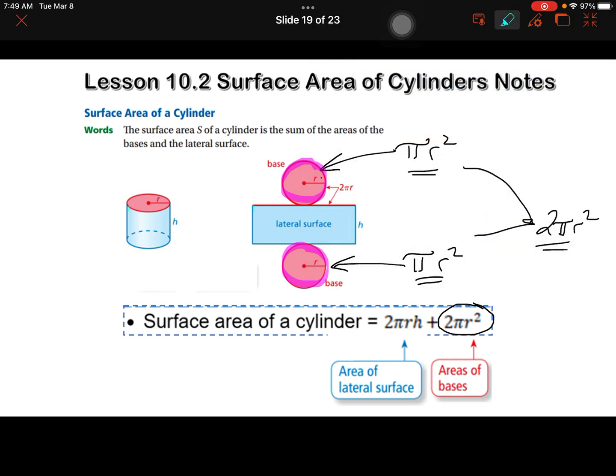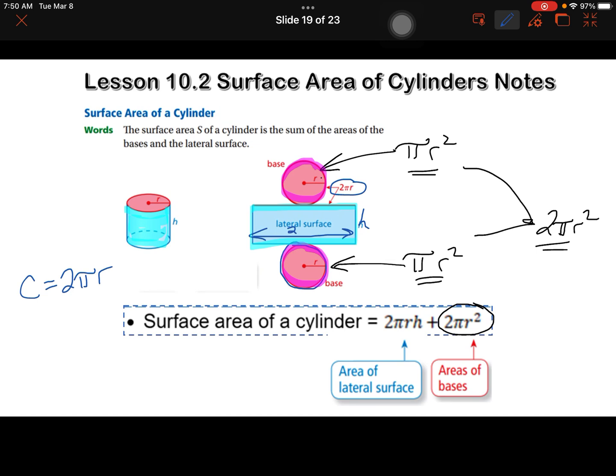This lateral face, if you think about it, if you ever unroll the label on a 2-liter bottle, or on a Coke or a soda, it will create a rectangle, okay? And the height of that rectangle is the height of the actual prism, or the cylinder. Now, the hard part is this length, that is the bottom. Now, what happens is that goes all the way around a circle. Well, going all the way around a circle is circumference. Well, circumference, once again, is 2 pi r.